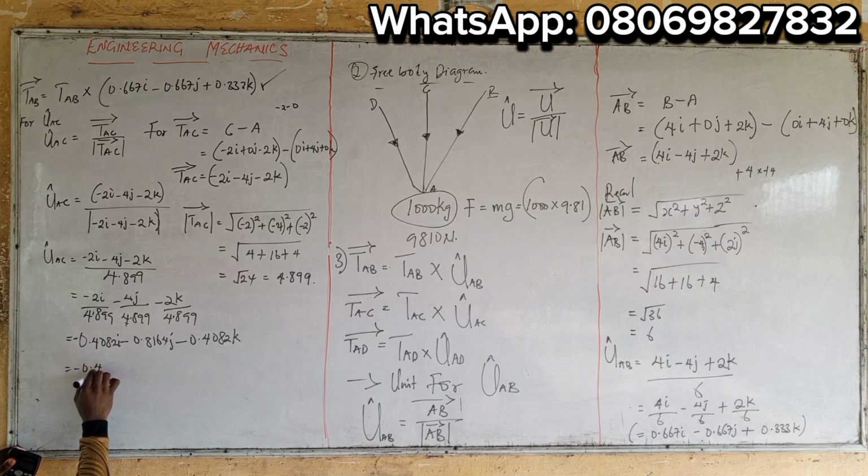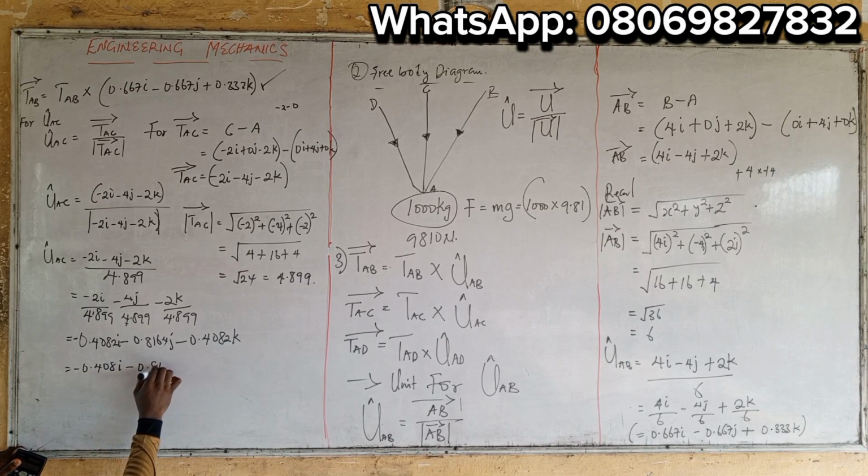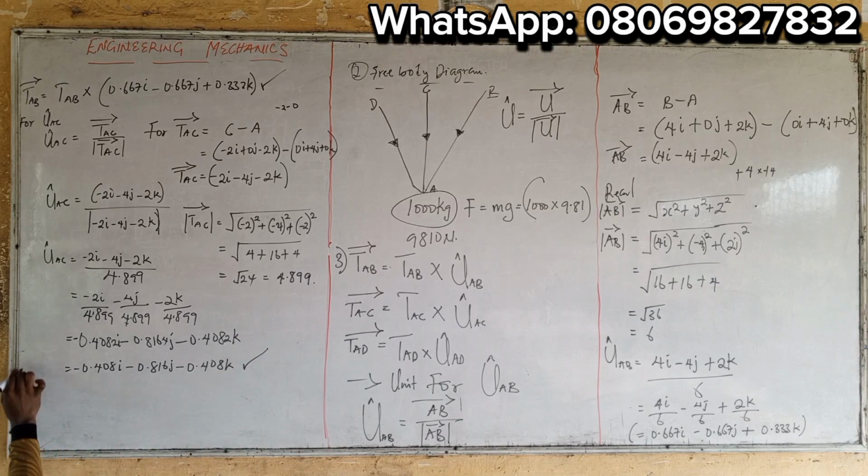Minus 0.408i minus 0.816j minus 0.408k. So this is the unit vector for TAC. Now, let's leave our answer in this manner. So for TAC, our vector form will now be what?